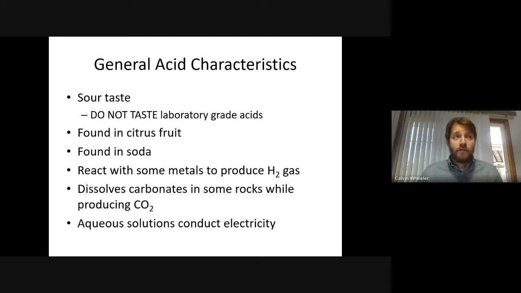Another example would be vinegar. Vinegar has a sour taste. And so the main component in vinegar is acid. And so it's acetic acid. And so acids have a sour taste.